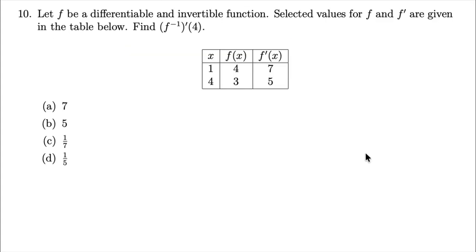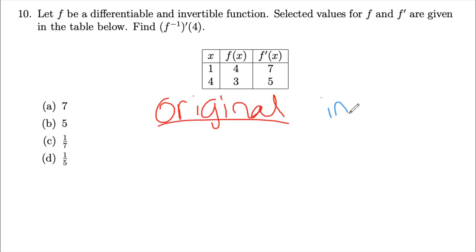Okay, so question number 10 says, let f be a differentiable and invertible function. Selected values for f and f prime are given in the table below. Find the derivative or the slope of the inverse when the input value is 4. Okay, so let's go ahead and set this up. So we're going to set it up like we have been. So we're going to put the original information here and the inverse information here.